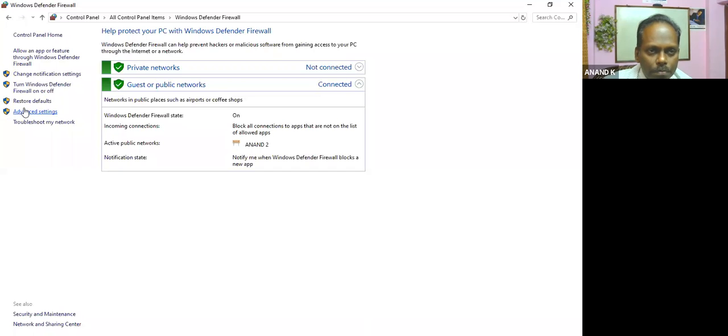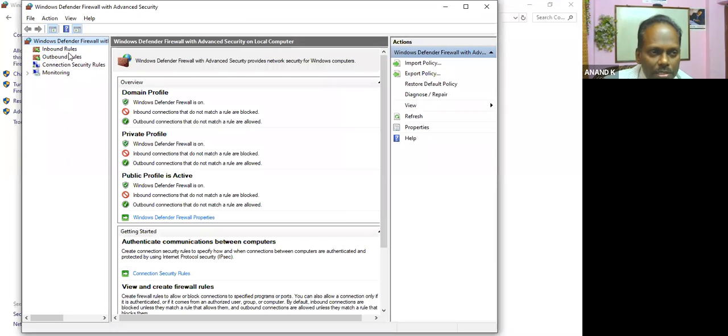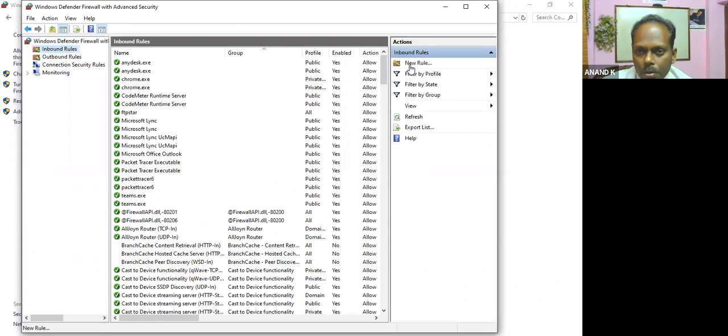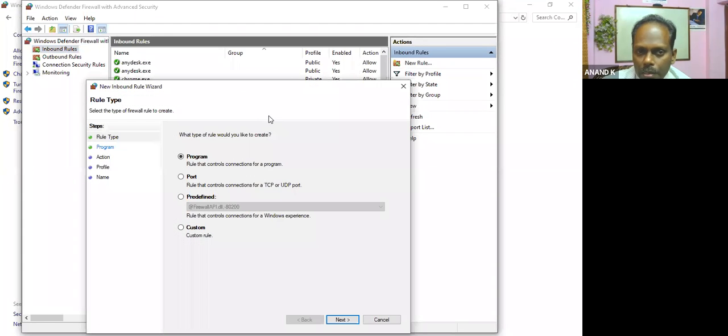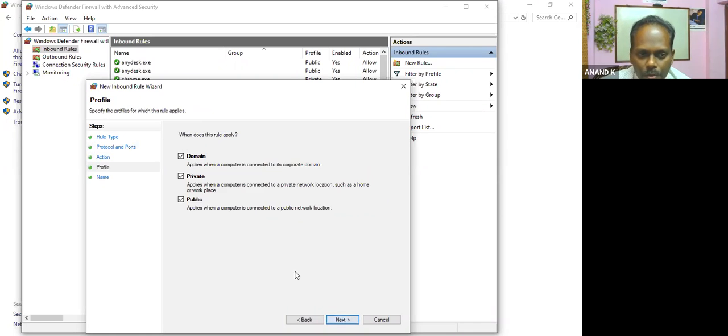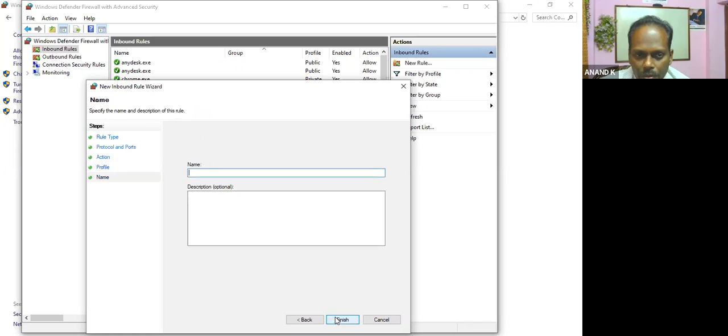I'll show you. You can see inbound rules and outbound rules are there. Let me show you an inbound rule. I can add a new rule. It is only rules. If you want to block a port, you can block a port. Choose whether it is TCP or UDP. Specify a port. For example, I'm giving 5000. Say next. What do you want to do? Say next for all the things.